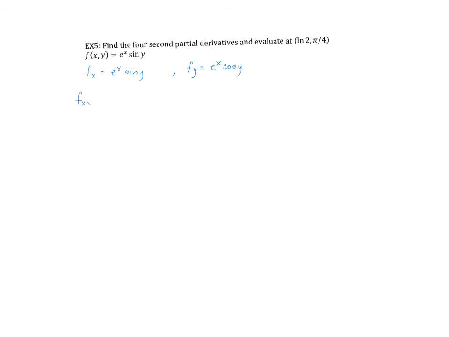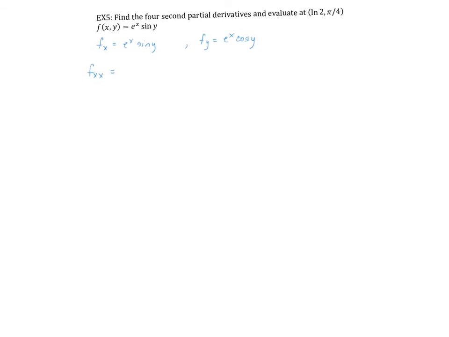So now our four partial derivatives. The derivative with respect to x and then x again is just going to give me e to the x sine y. And then y. The derivative of cosine is negative sine, so this becomes negative e to the x sine y.